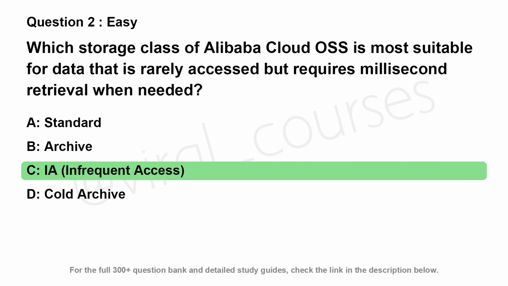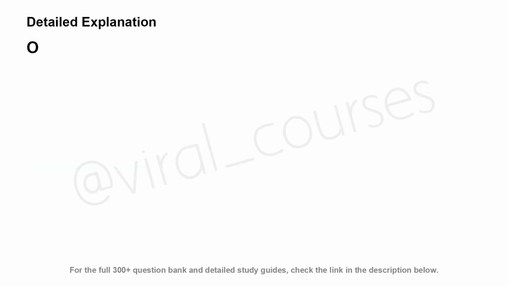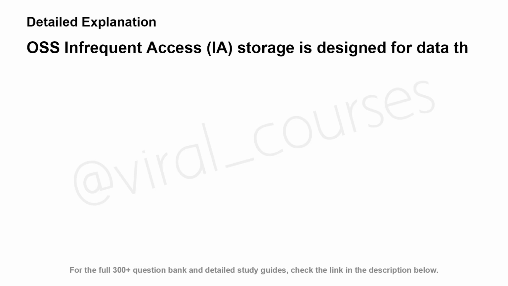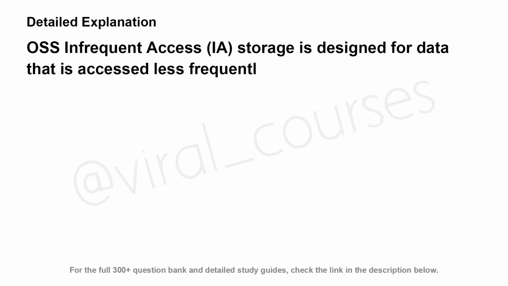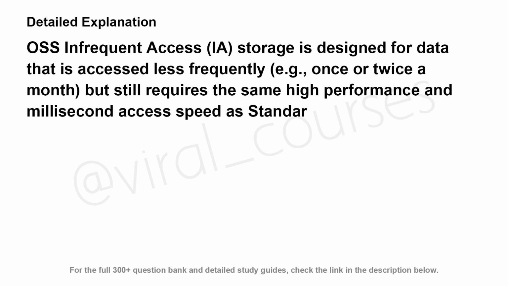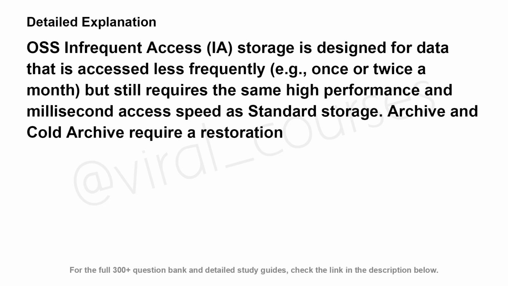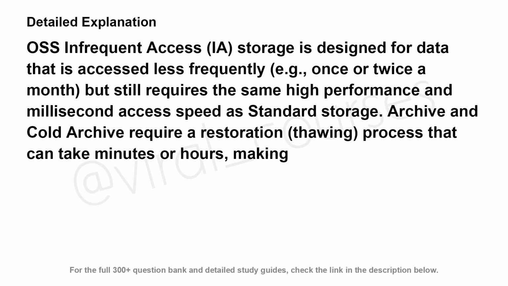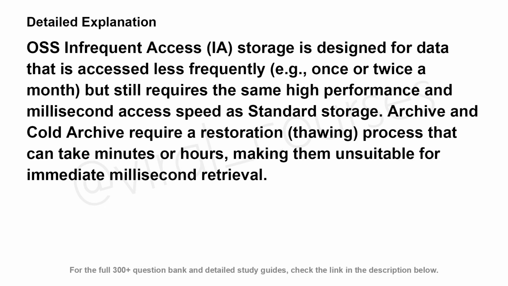The correct answer is C. Infrequent Access, IA, storage is designed for data that is accessed less frequently, e.g., once or twice a month, but still requires the same high performance and millisecond access speed as standard storage. Archive and Cold Archive require a restoration, or thawing, process that can take minutes or hours, making them unsuitable for immediate millisecond retrieval.